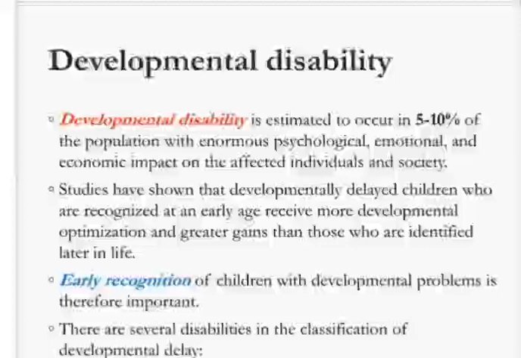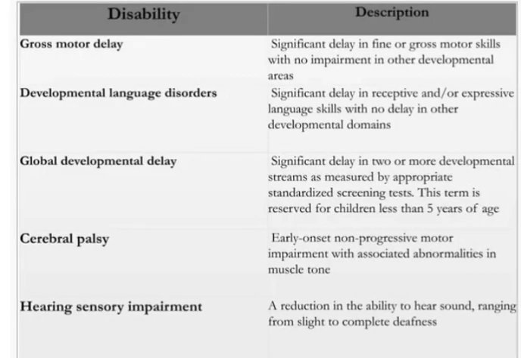There are several disabilities in the classification of the developmental delay. Motor delay. This is a significant delay in the fine or the gross motor skills with no impairment in the other developmental areas. Developmental language disorder. Significant delay in the receptive or the expressive language skills with no delay in other developmental domains. Global developmental delay. Significant delay in two or more developmental streams as measured by the appropriate standardized screening test. This term is reserved for the children less than 5 years of age.